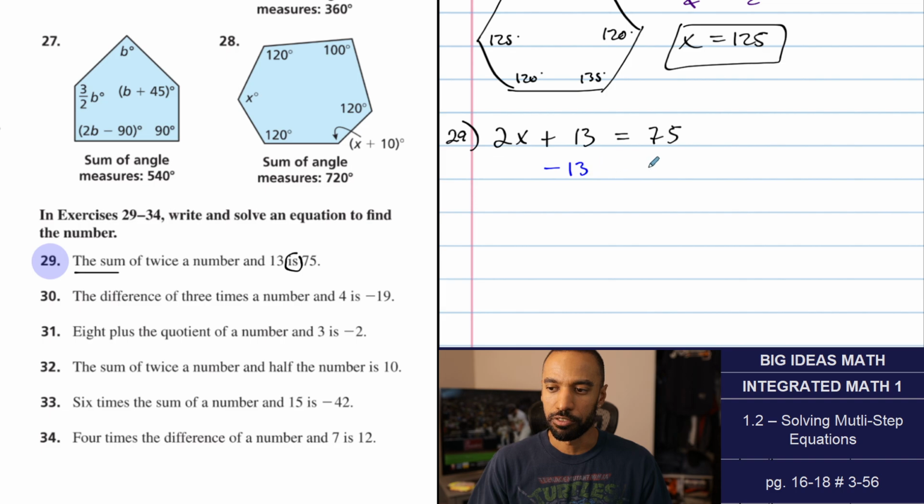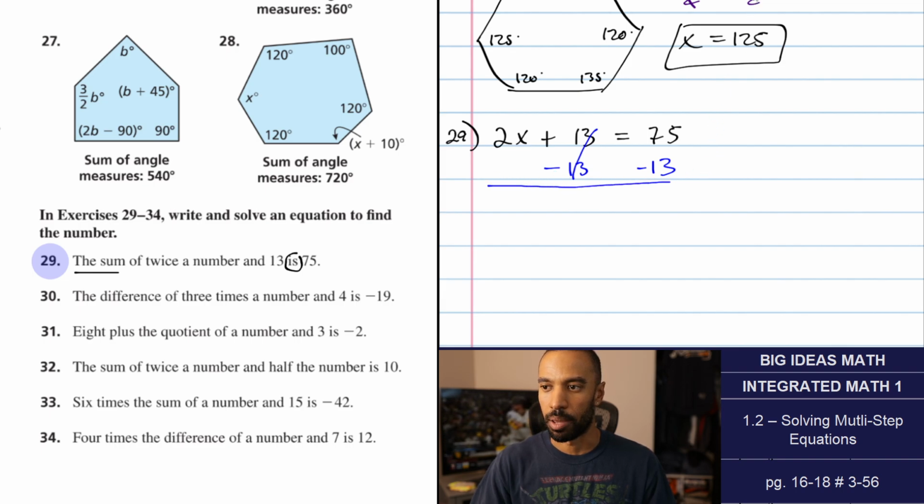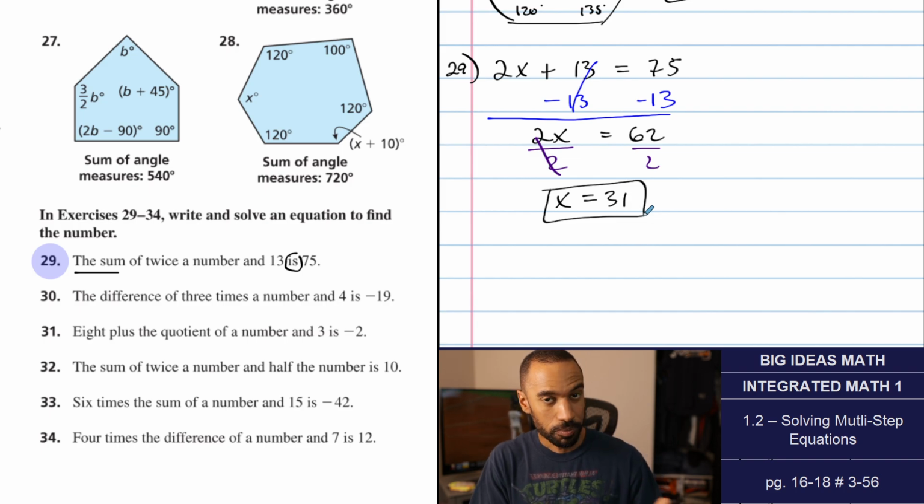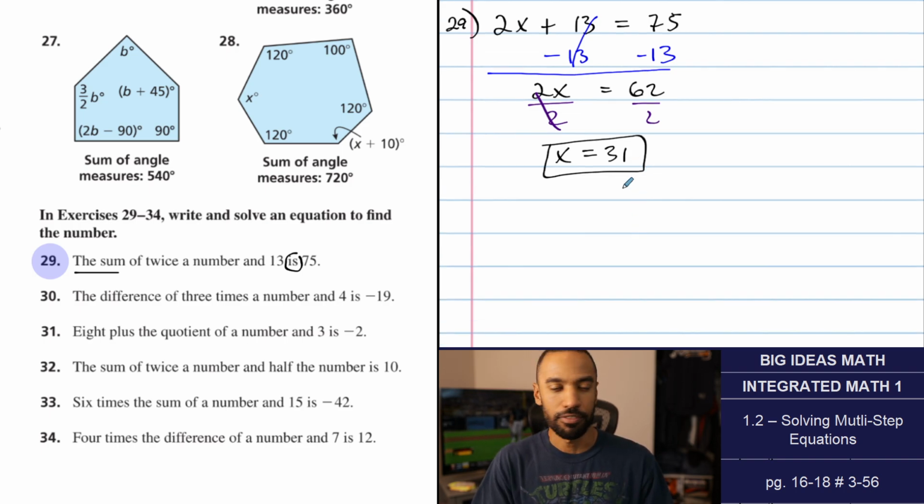We subtract 13 from both sides, then we divide both sides by 2. I'm not going to double check my answers on these, by the way. They don't ask me to, and I'm going to trust my own work. So I get 62, and then we divide both sides by 2. We get x equals 31. So the sum of twice 31, 62, plus 13 is 75. I agree with it. It works out.